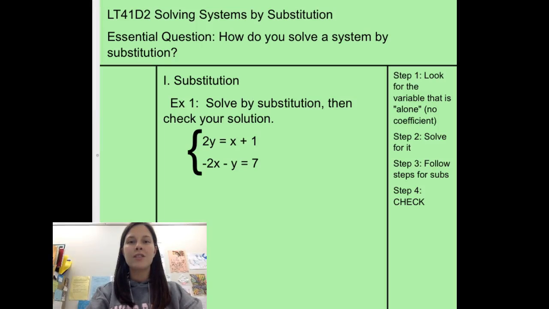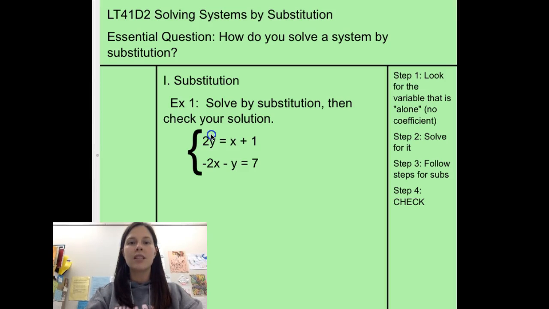We're still continuing to learn how to solve systems by substitution, but this time we don't have a variable that's already all alone. So we're going to have to solve for a variable before we substitute. In example 1, we have two good choices. You want to try and find a variable that has a coefficient of 1.